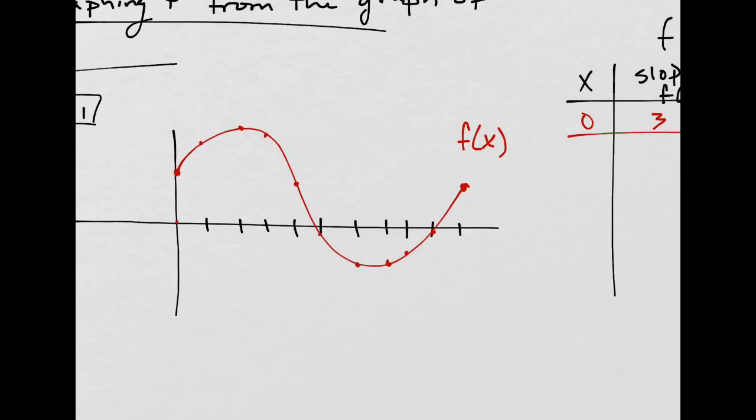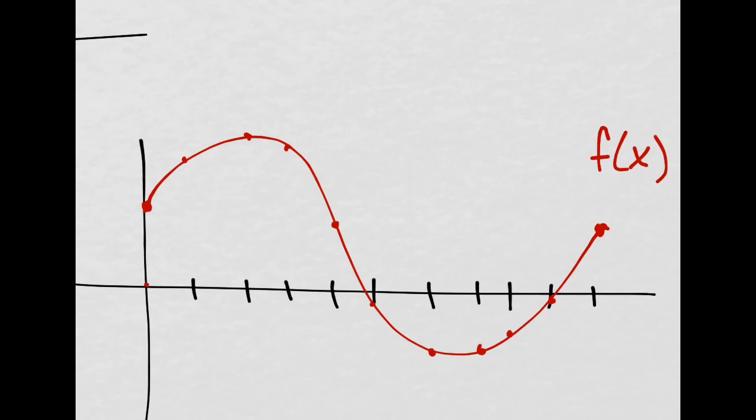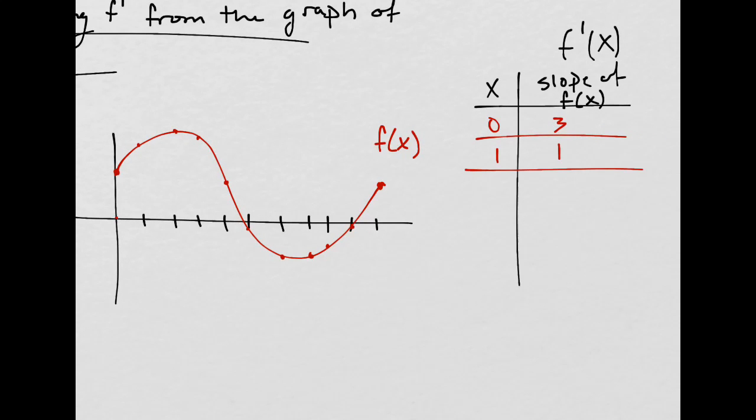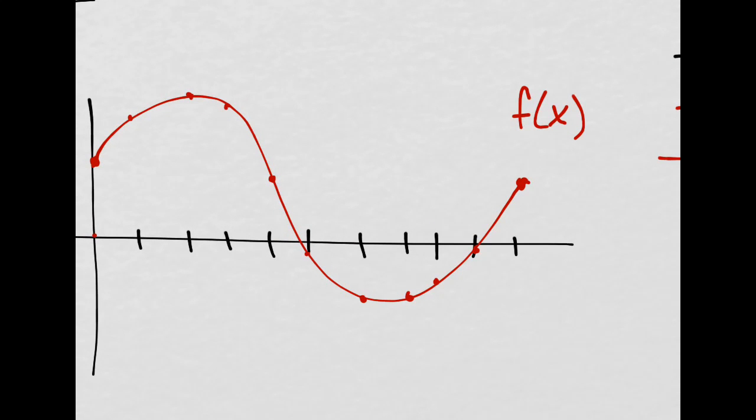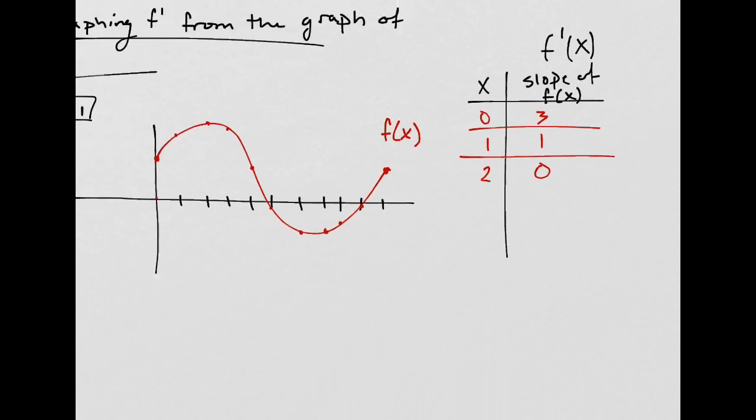Okay, cool. And then right there, that's a little bit less than 1, but it's really close. So I'm just going to say slope of 1. So when x equals 1, I have a slope of 1. Breaking it down as much as I can. Oh, perfect. Look at this. That's definitely a 0 slope, or really close to it. So when x equals 2, I have a slope of 0.